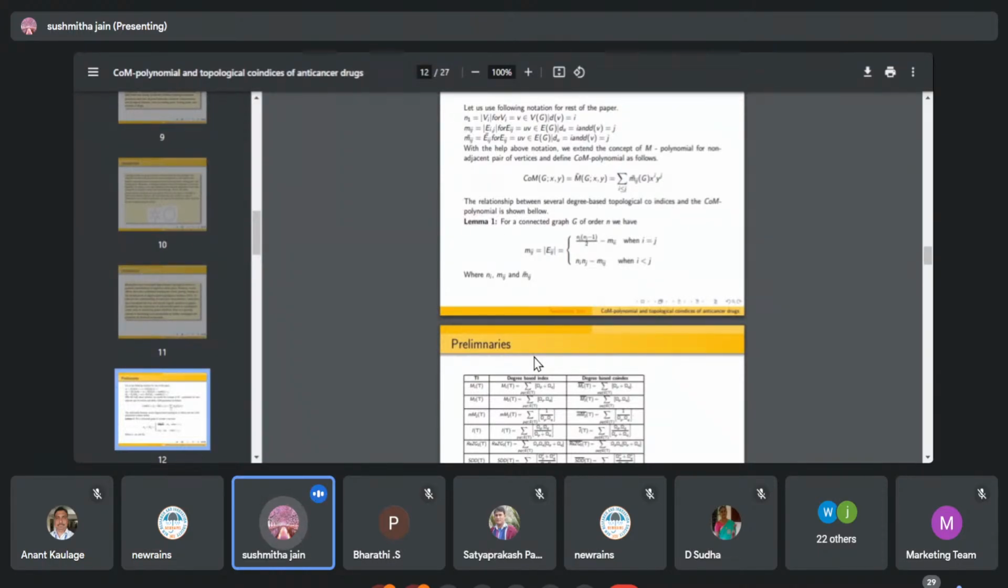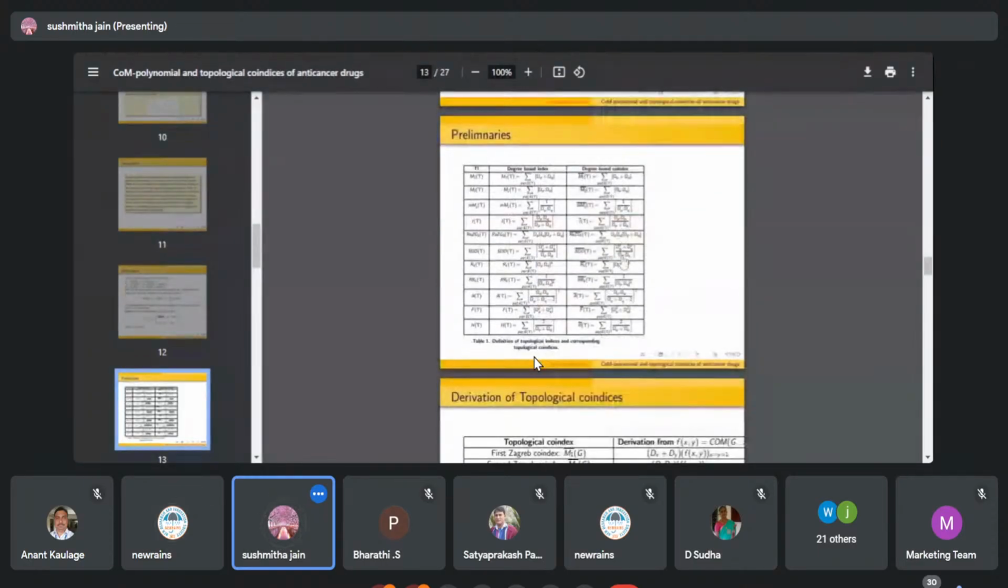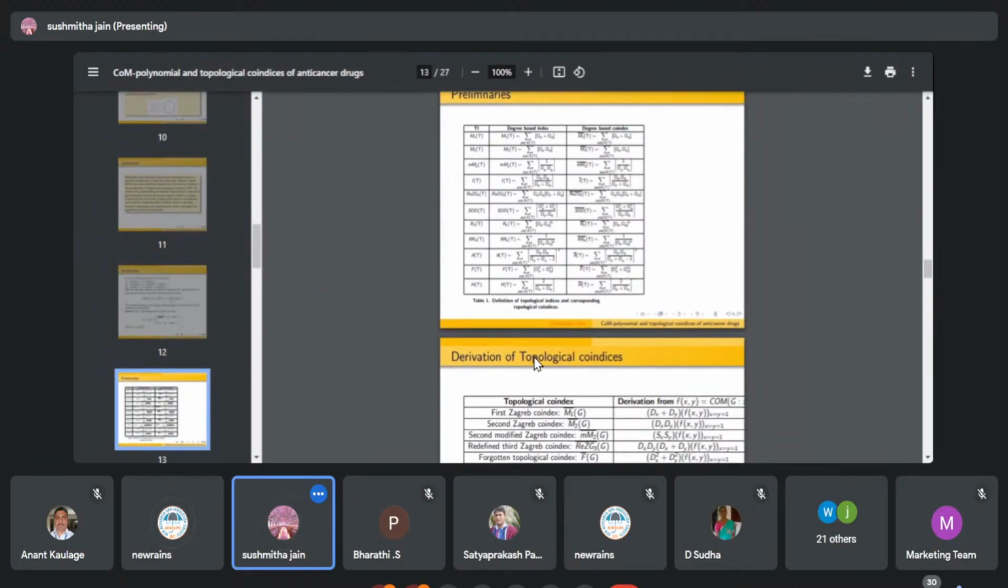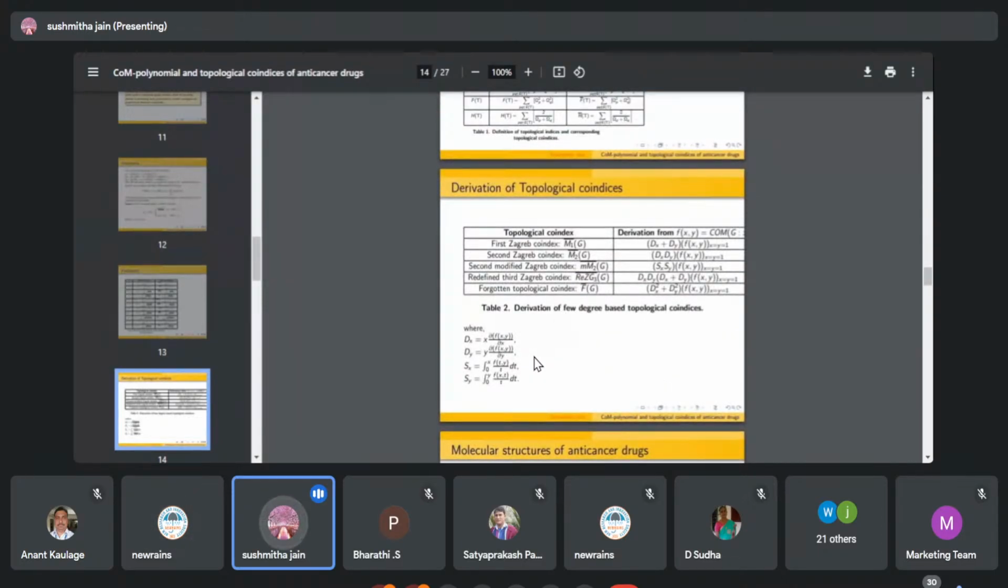For a connected graph G of order n, we have two cases. Suppose i equals j, then ni into ni minus 1 divided by 2. If i is less than j, then ni into nj minus mij, where ni and nj are the numbers of vertices and mij is the number of edges in the graph. These are the definitions of topological indices we used in our work. This is the formula for the M-polynomial of a coindex.